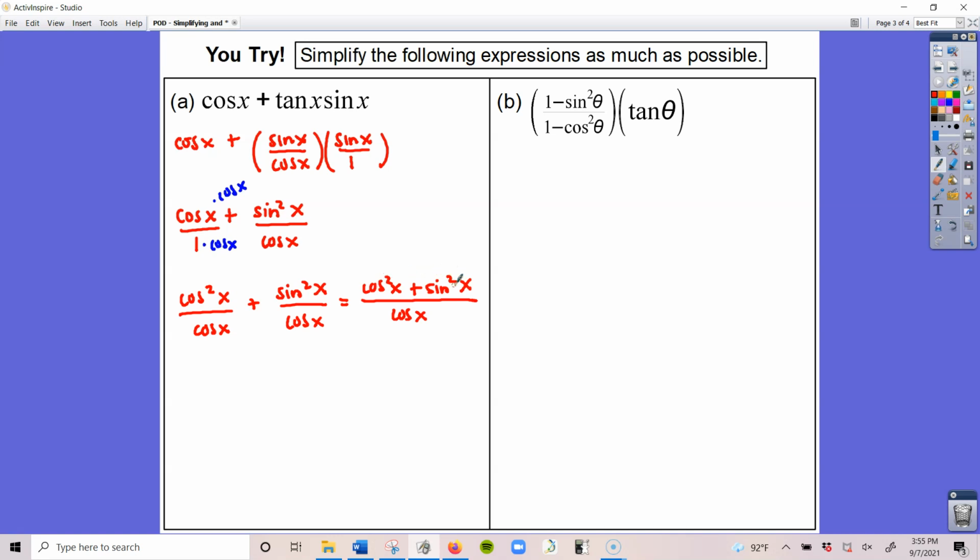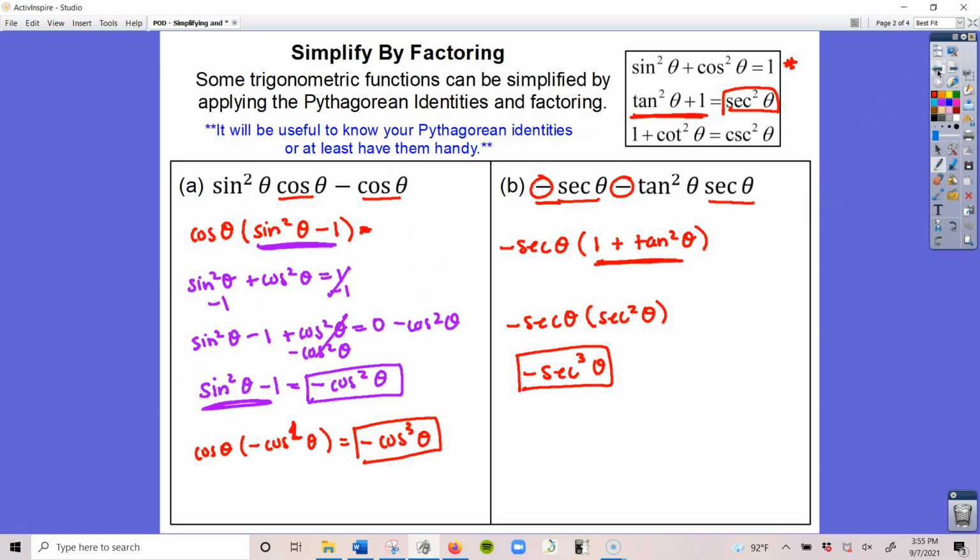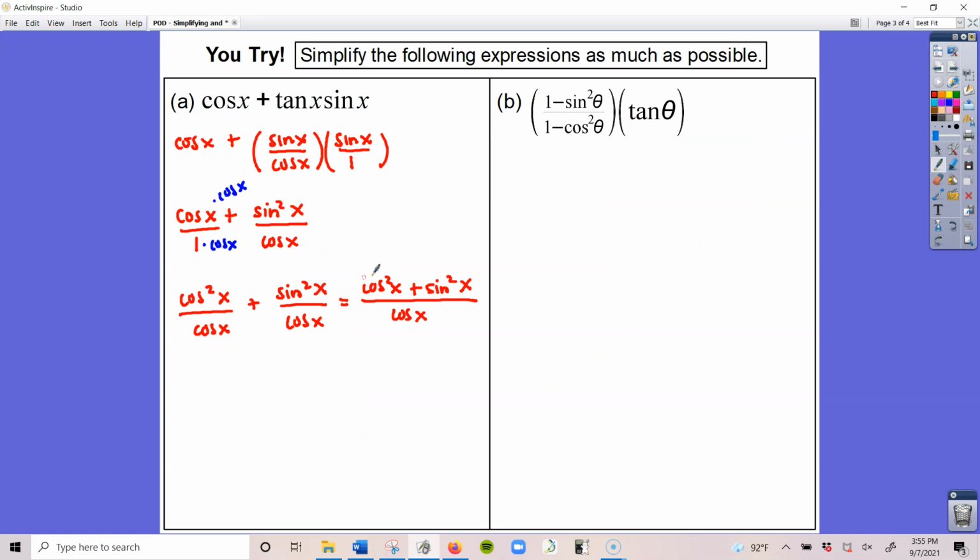Now these are squared. This is a Pythagorean identity. If I go back, cosine squared plus sine squared is the same thing as sine squared plus cosine squared, which is equal to 1. So I can replace the numerator here with 1. And that would give me 1 over cosine x. And if you have cosine x in the denominator, this means that this is equal to the reciprocal of cosine, which is secant x.